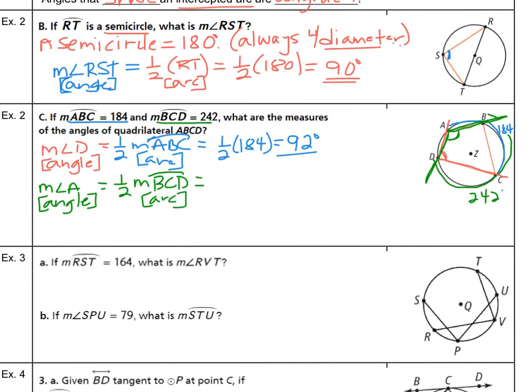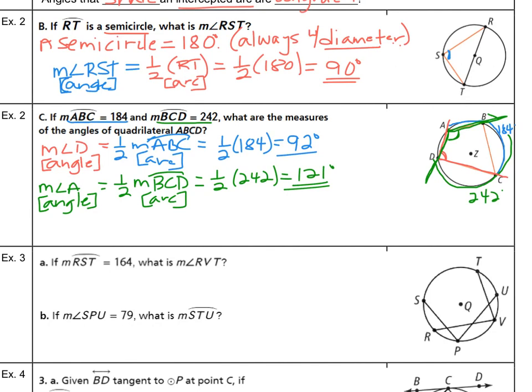Now, if BCD is 242 degrees, that means the angle is half of that, which would be 121 degrees. 2 down, 2 to go. All right, what else could we do here? What do we know here?